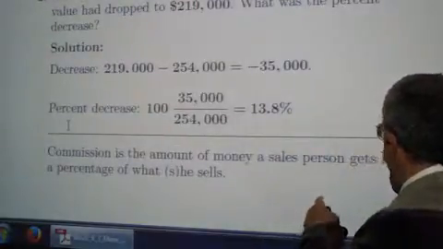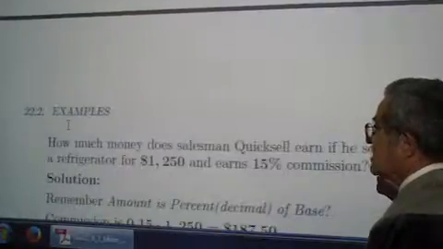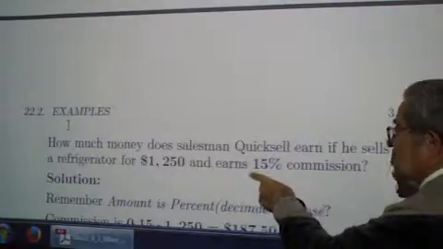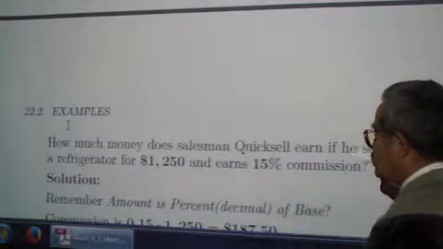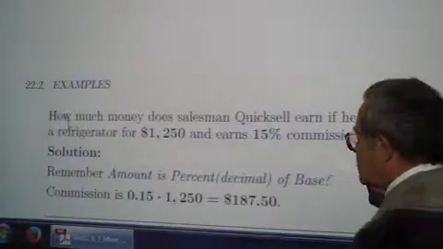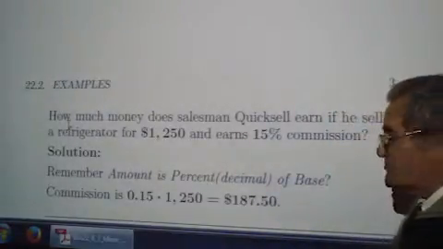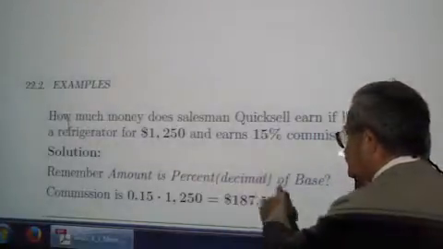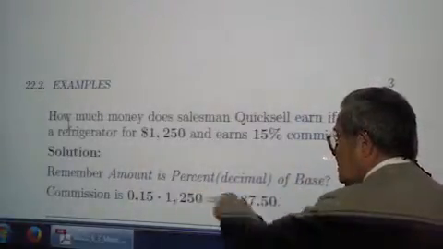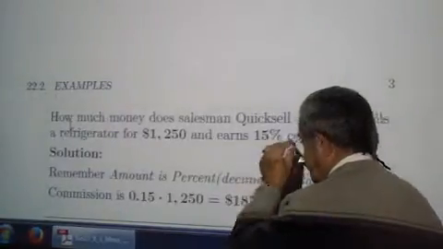Commission is the amount of money a salesperson gets as a percentage of what he or she sells. How much money does salesman Quick Sell earn if he sells a refrigerator for $1,250 and he earns 15% commission? Do you remember amount is percent as a decimal of base? Whenever you have a percent problem, if you can put it in the form of an is and an of, and two of the three quantities, amount, percent, or base, will drop in, and you can solve for the other one. So percent in this form is as a decimal.